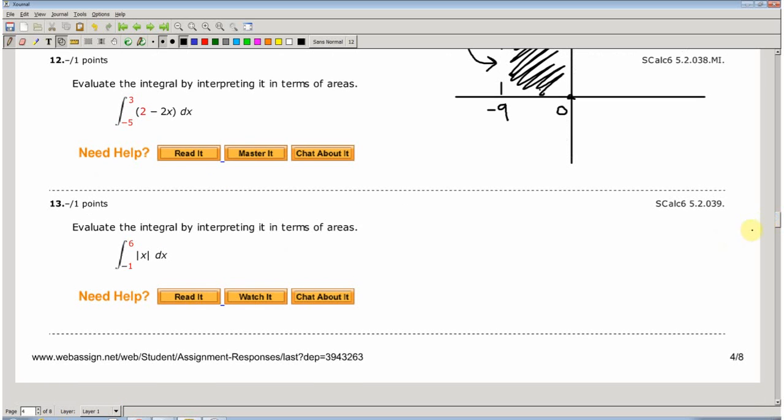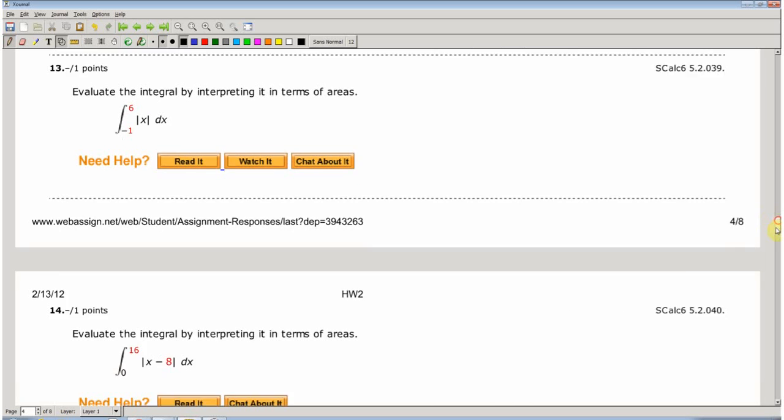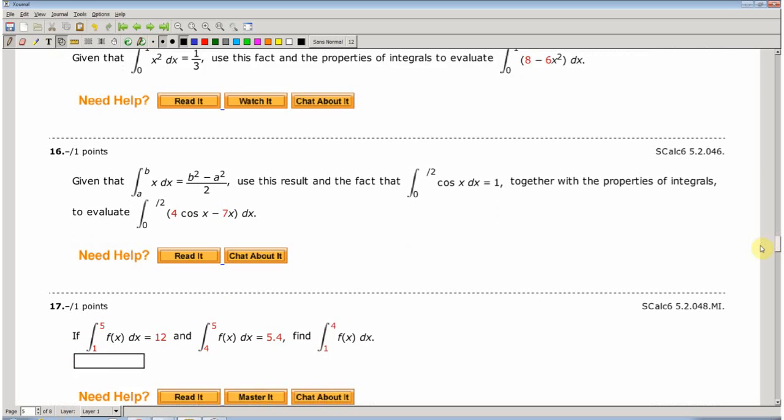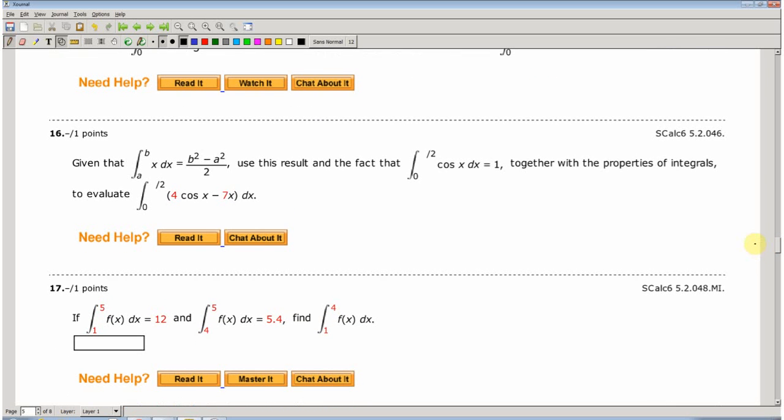Okay, so let's keep going. 16. Okay, so 16 says, use this result and the fact that blah blah blah together with the properties of integrals to evaluate. Okay, so basically what it's saying by properties of integrals, it means that you can break this thing up.